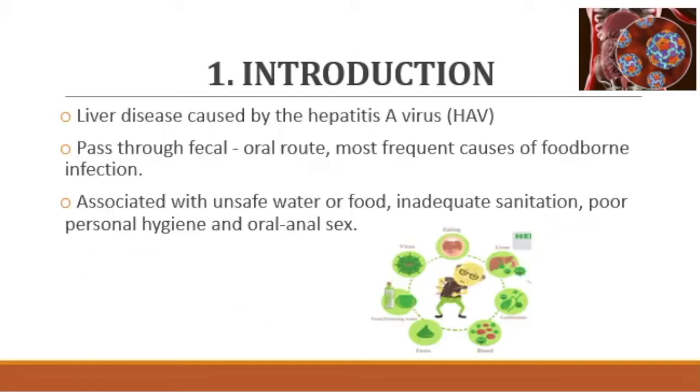As you know, viral hepatitis A is a liver disease caused by the hepatitis A virus, HAV. The condition passes through the fecal-oral route. It is one of the most frequent causes of foodborne infection. It means the virus is primarily spread when an infected person ingests food or water that is contaminated with the feces of an infected person. The disease is associated with unsafe water and food, inadequate sanitation, poor personal hygiene, and oral-anal sex.